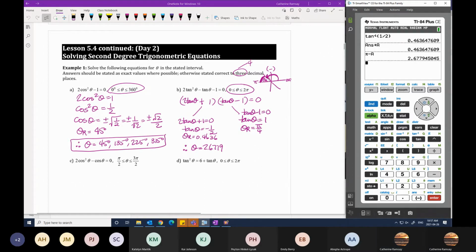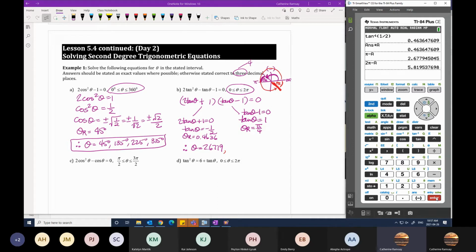Now I need the fourth quadrant answer. So I need to go all the way around here. So again, this is my reference right there. So can anybody tell me how I would find that answer? It'd be 2 pi minus the reference angle. Yes. So I go 2 then pi, subtract my reference angle, which was A.